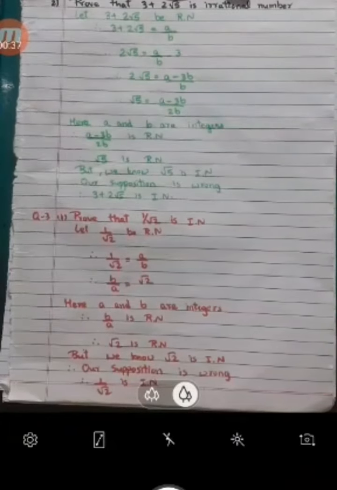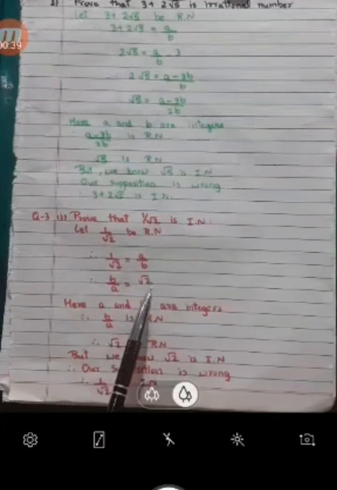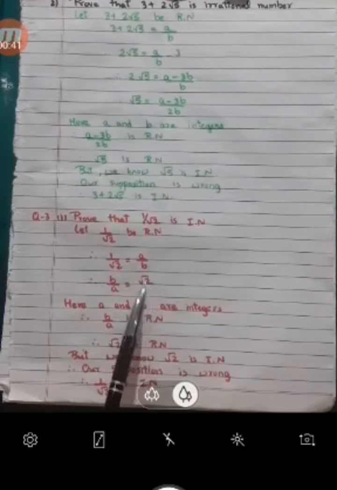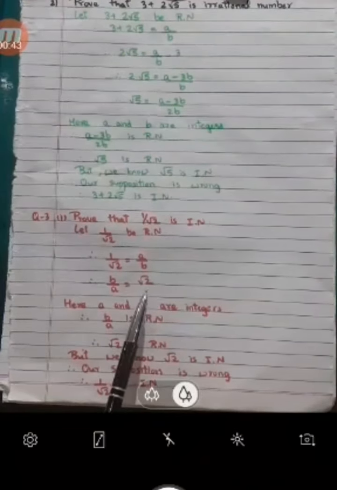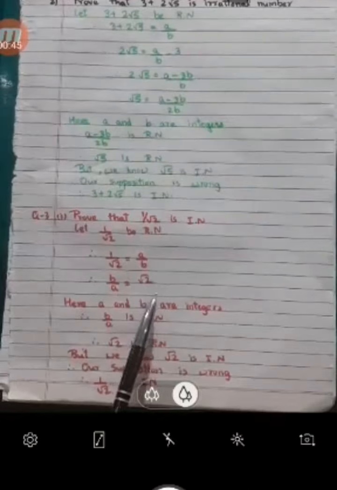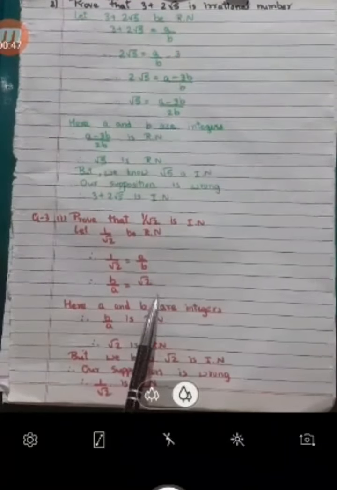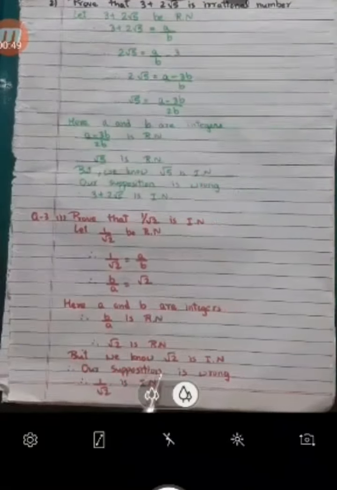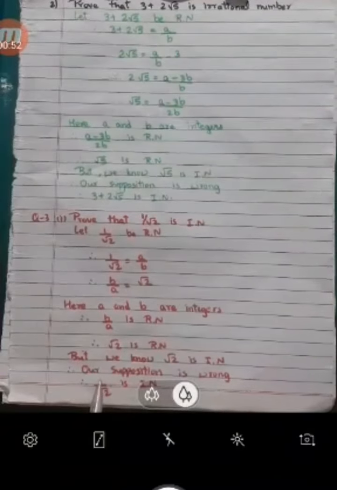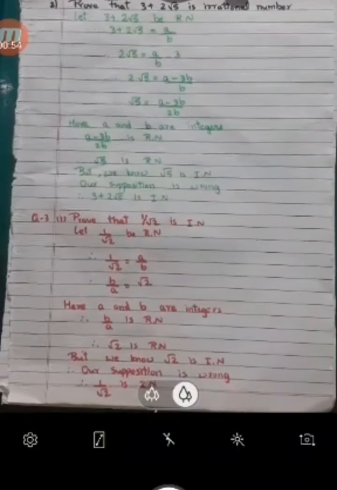Now, if b upon a is a rational number, that means root 2 also should be a rational number. But we know that root 2 is an irrational number, because root 2, that means root of any prime number, is always an irrational number. So, root 2 is an irrational number. Therefore, our supposition is wrong. Therefore, 1 upon root 2 is an irrational number.